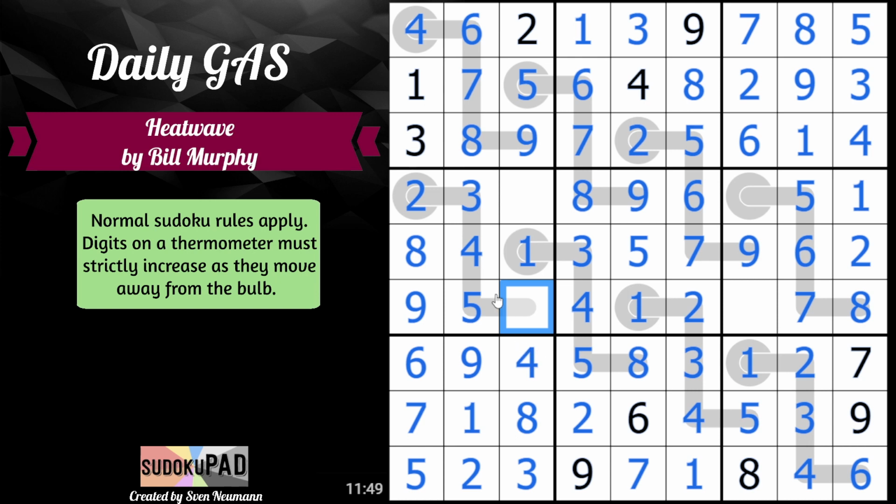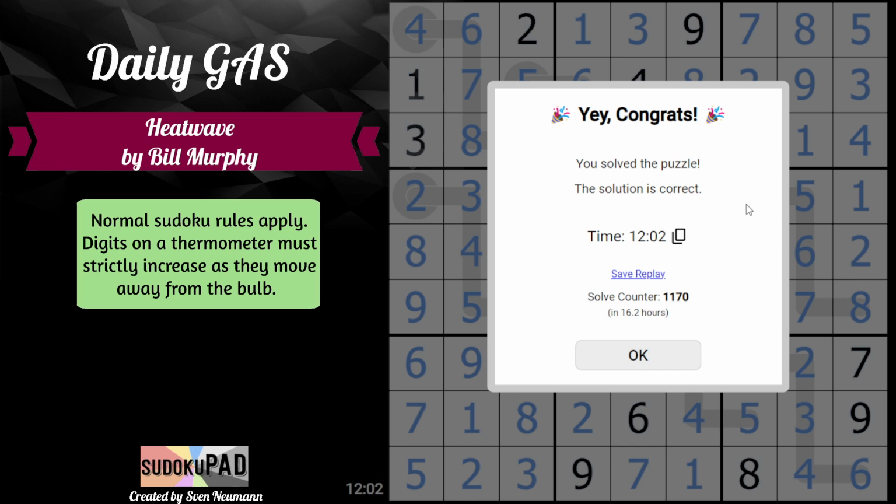This is either 6 or 7. It can't be 7 because it sees a 7, so it must be 6. That's a 7. And we're missing what? 3 and 4. And this can't be a 4, so it must be a 3, and this must be a 4, and we're done. 12 minutes and 2 seconds.